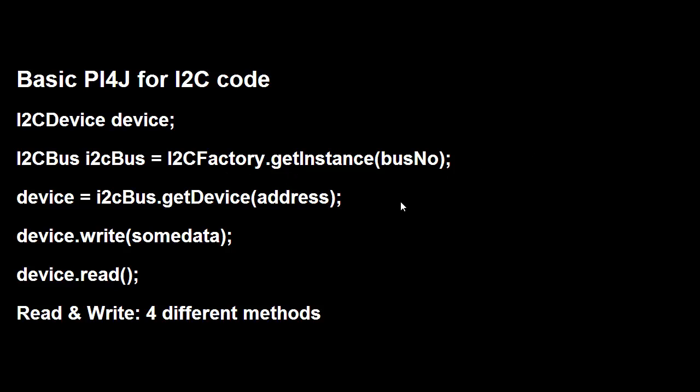The bus number, if you have Raspberry Pi revision 2, will be number 1. If you have revision 1, the very first board, it will be number 0. And here we are ready to get the communication with our device by providing the address. So I2C bus, get device, and the address. The address is a hexadecimal number, and you must read the documentation of your component to know about this number.